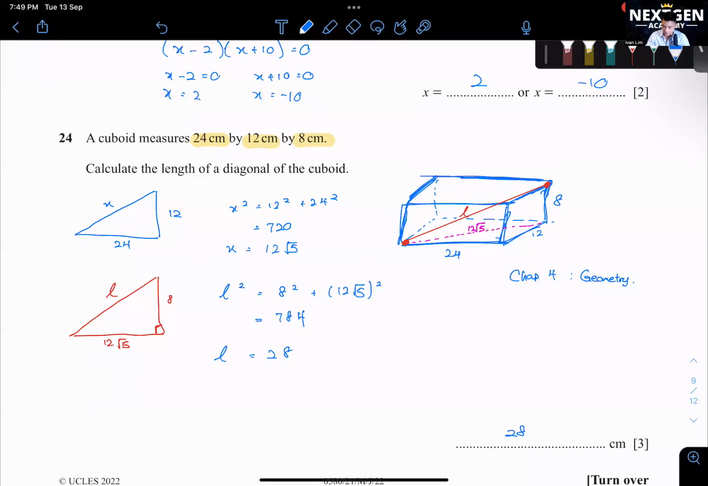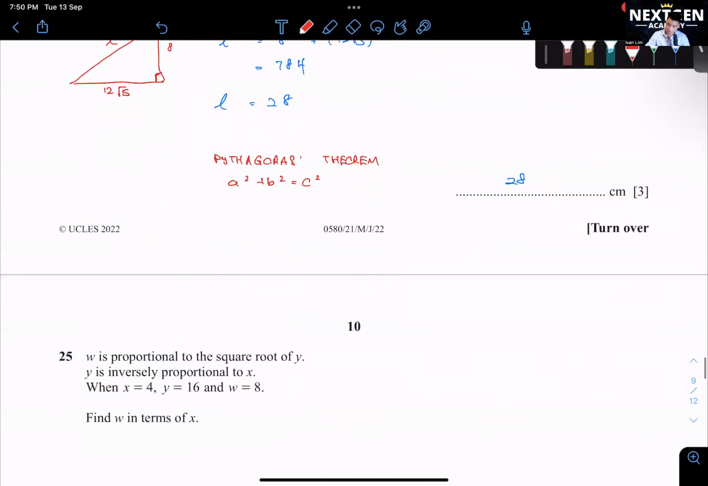Okay, any more questions? So we are using Pythagoras theorem over here. This whole part here, we just use Pythagoras, our good friend Pythagoras theorem. Okay, a squared plus b squared equals c squared, or a squared equals b squared plus c squared. Okay, 3 more questions.